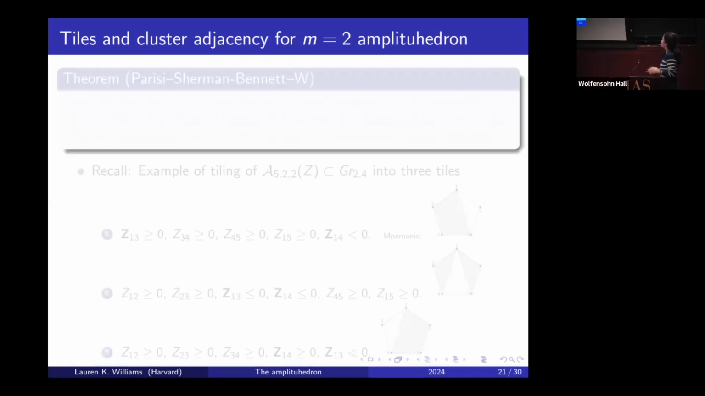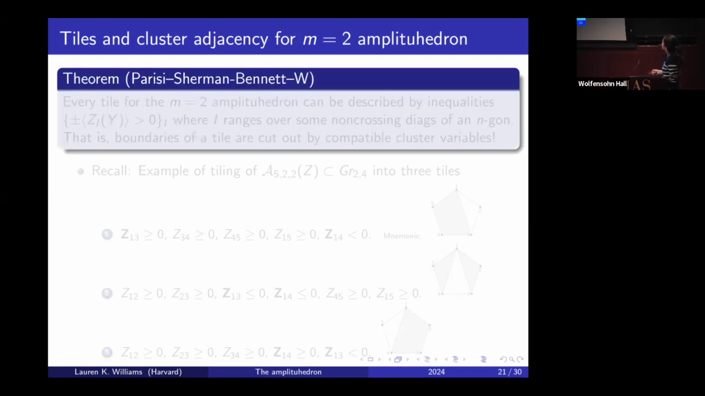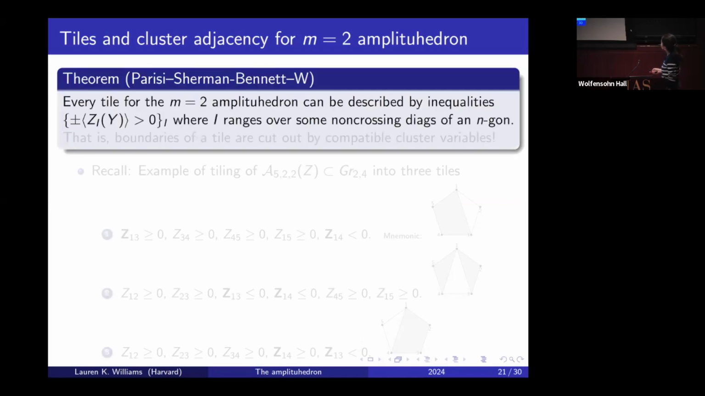Okay, so what can we say towards this conjecture? It's true for m equals 2. Every tile for the m equals 2 amplituhedron can be described by inequalities, Z_I(Y) being positive or negative, where I ranges over some non-crossing diagonals of an n-gon. In other words, the boundaries of a tile are cut out by compatible cluster variables. The first step in proving this theorem was that we had to classify every single tile so that we would be able to check it was true.